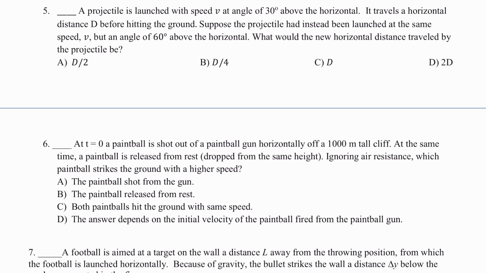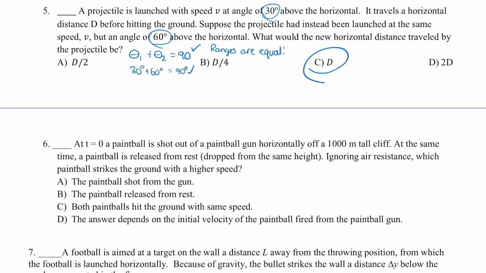The concept is that if you launch an object at one angle, let's say 30 degrees, and then you launch at its complementary angle, this just means theta 1 plus theta 2 will need to be equal to 90 degrees. If you meet this condition, then the ranges are equal. Because 30 and 60 degrees do equal 90 degrees, my range is going to be the exact same, and that will be letter C.